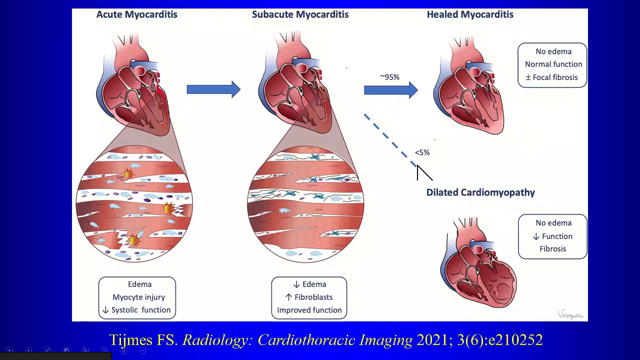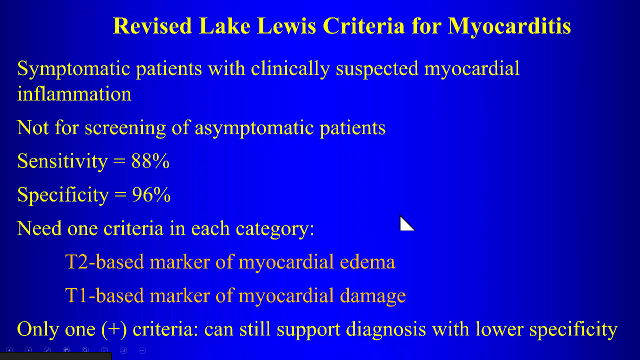A small percentage of patients, 5% or less, go on to develop the complication of dilated cardiomyopathy. And then here they will not have edema, but they will have decreased cardiac function and will have fibrosis, diffuse fibrosis or focal fibrotic areas in the myocardium. To make the diagnosis of myocarditis with MRI, there's the Lake Louise criteria.